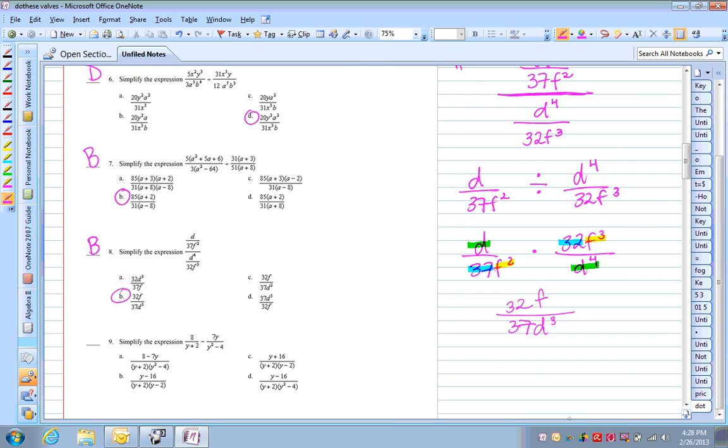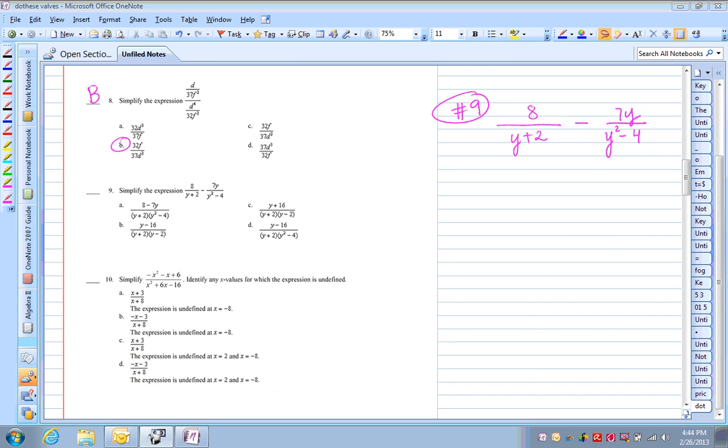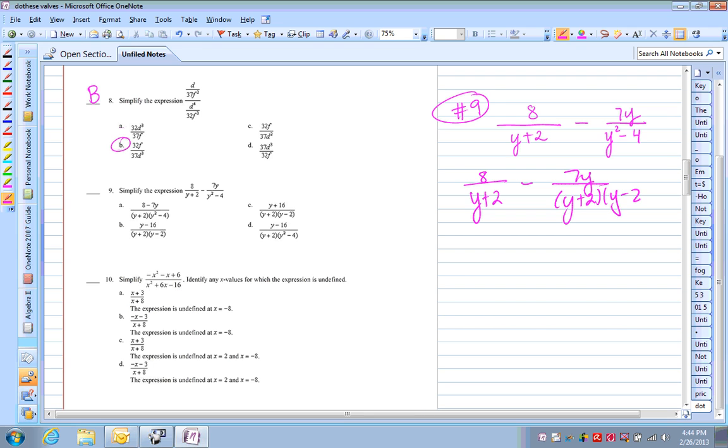Let's move on to problem 9. Almost done. Okay, so on problem number 9, we do not have a common denominator. We're subtracting 2 rational expressions. So I need to go ahead and factor my second denominator. So I'm going to rewrite this as 8 over y plus 2 minus 7y over y plus 2 times y minus 2.